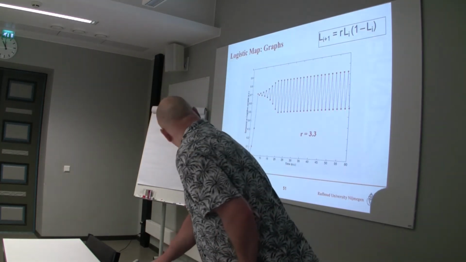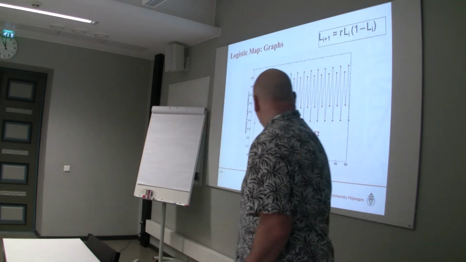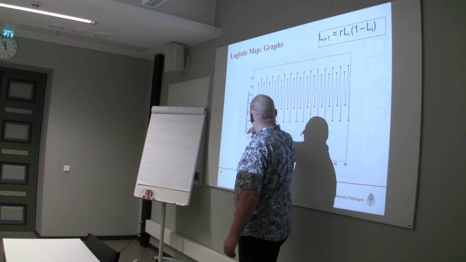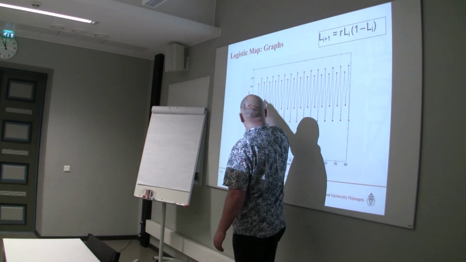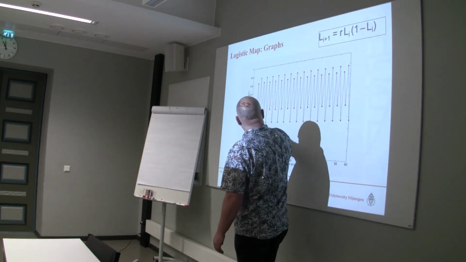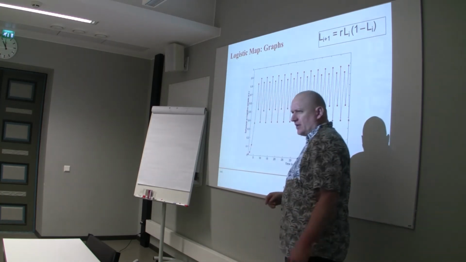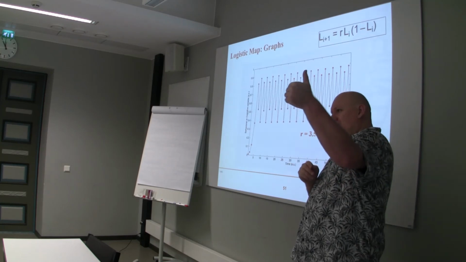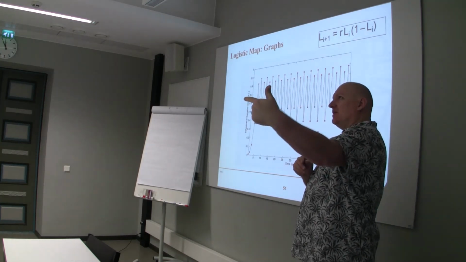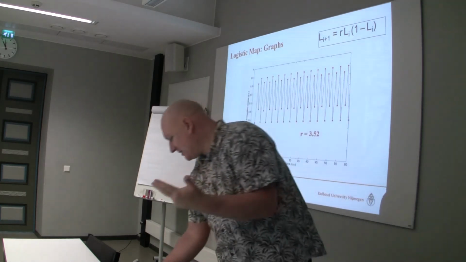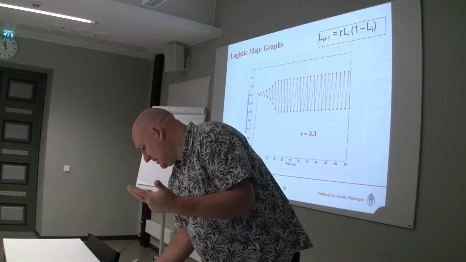Let's take another one. 3.52. What happens now? Well, we have again some transient behavior, and now it's oscillating between 4 values: 1, 2, 3, 4. So we started out at 1 value, then it ended up in 2 when we increased this. Now we're at 4. Well, let's see what happens next.